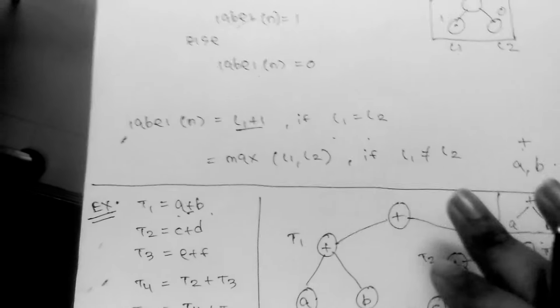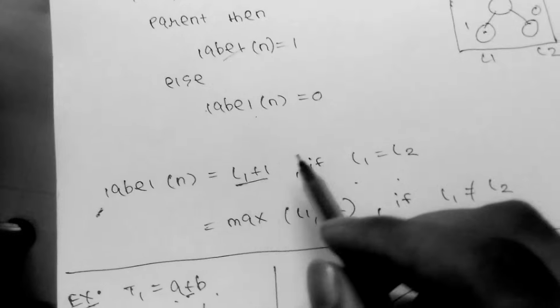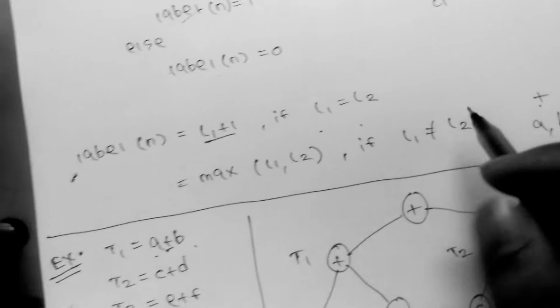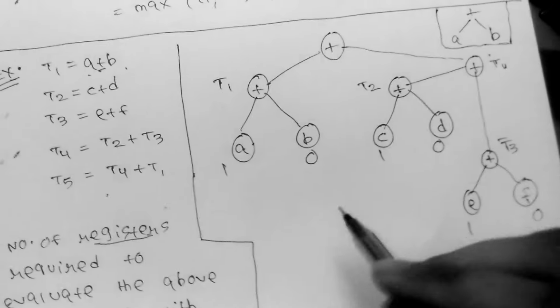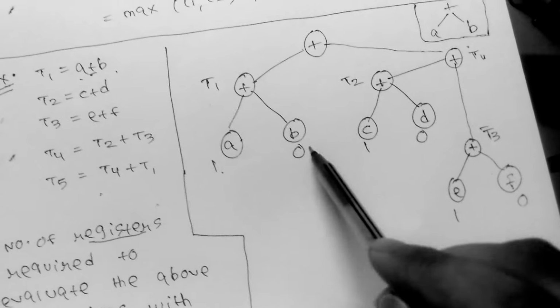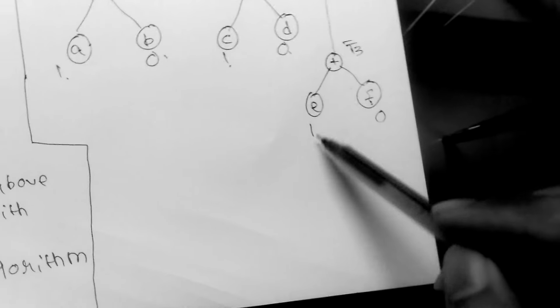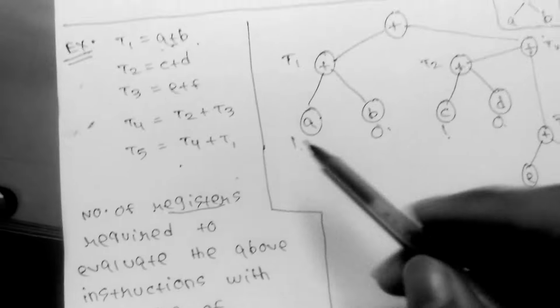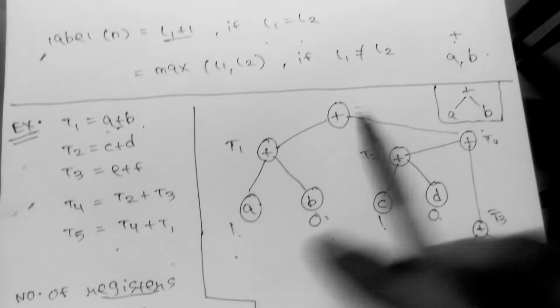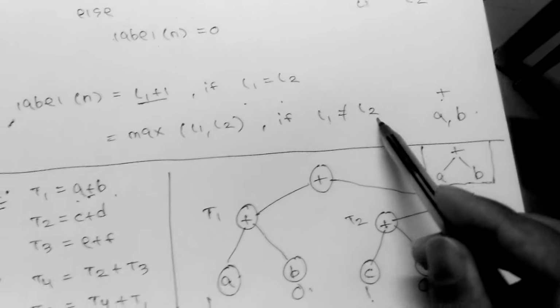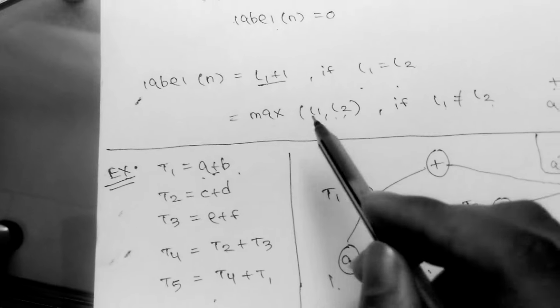Now after assigning this, what is the second step of the labeling algorithm? If L1 is equal to L2, then we have to add 1, and if L1 is not equal to L2, then we have to consider the max among these two. See, we will look at the example. Here this is L1, this is L2, this is L1, this is L2, this is L1, this is L2. Okay, so now 1 and 0, are L1 and L2 equal? No. So the algorithm says that if L1 is not equal to L2, then we have to consider the max among them and assign it to the upper node.